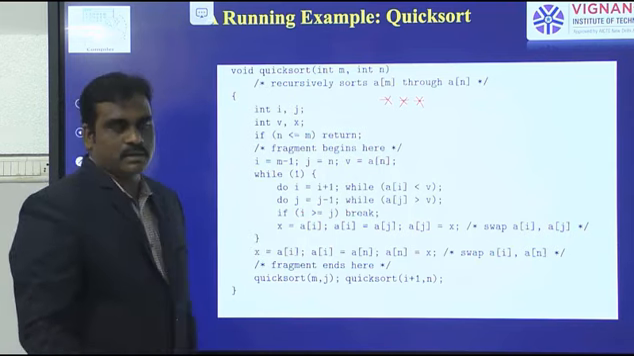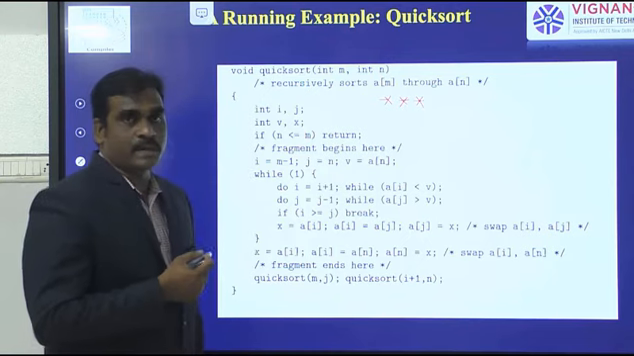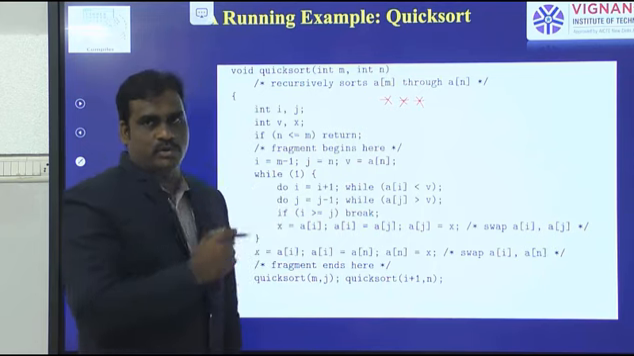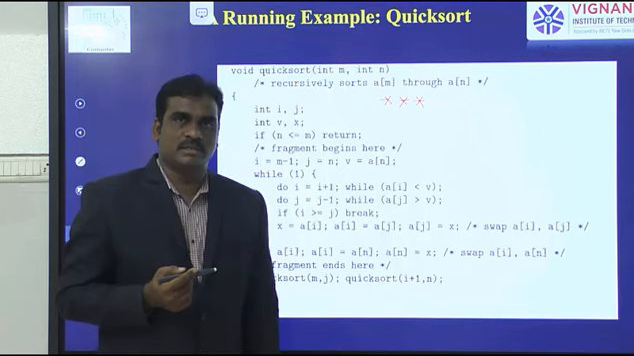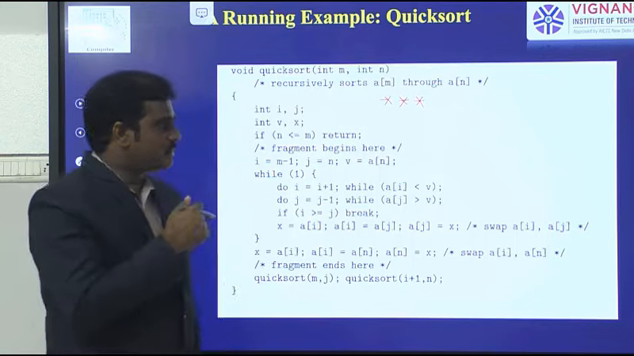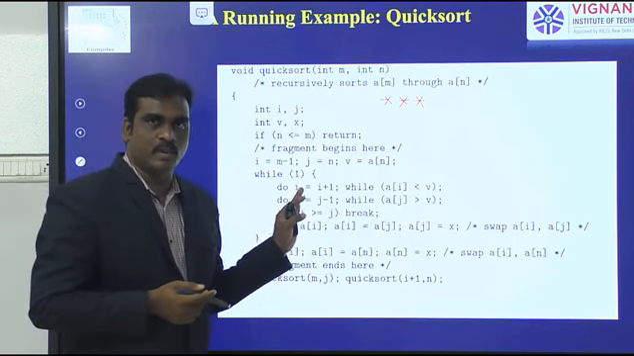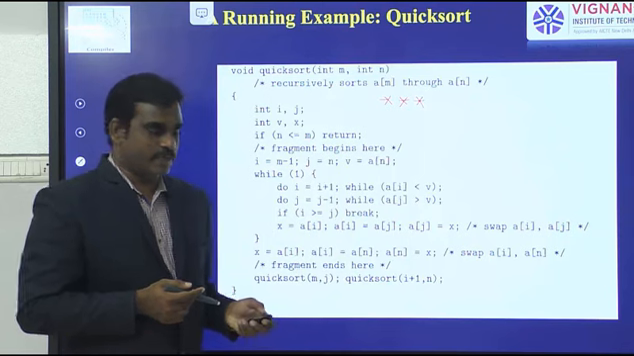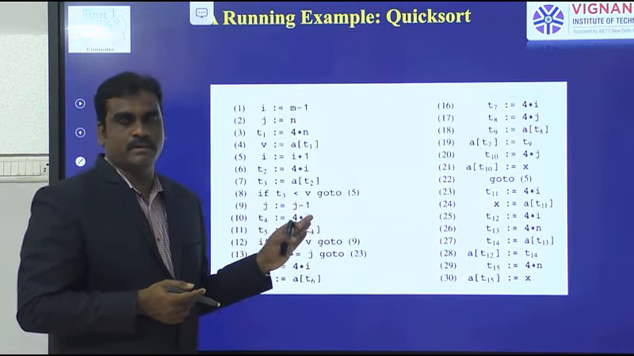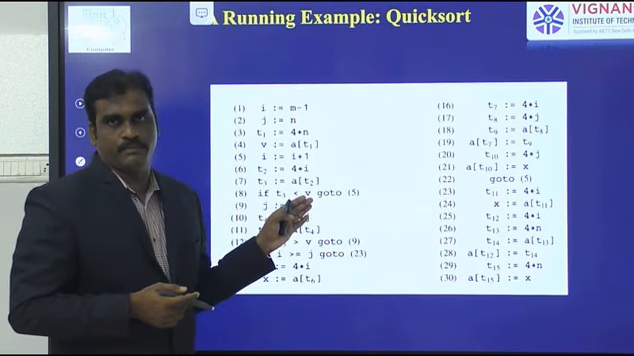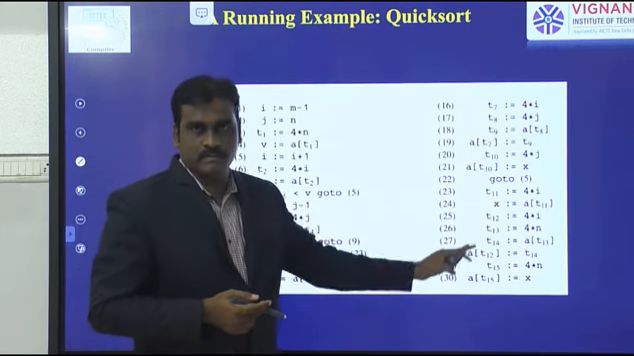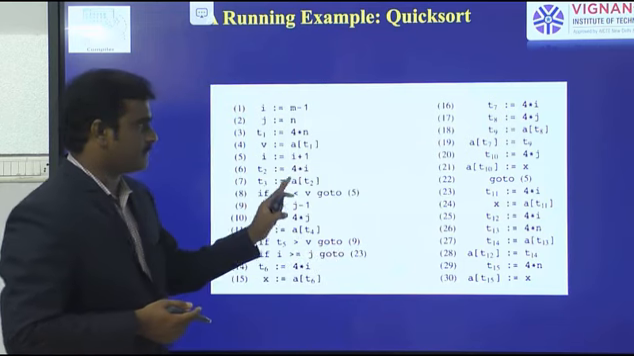Now, in our case our input should be in flow graph form, but here the input is in C code. What will we do? First we have to convert the program into three-address statements. So our first step is to convert this program into three-address statements. Now this is the three-address statement for the quicksort program. In total, 30 instructions are there.